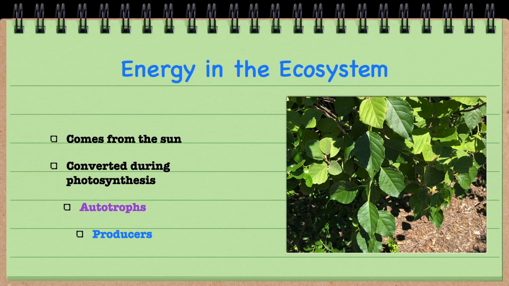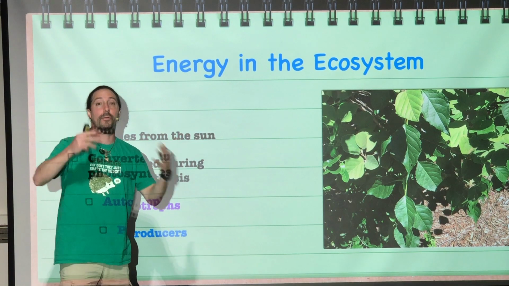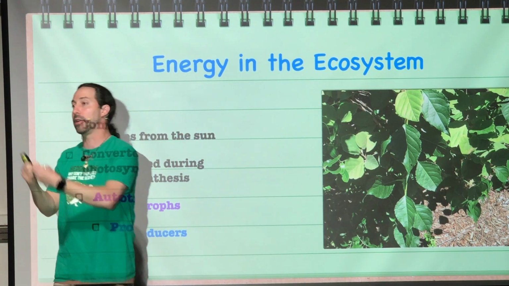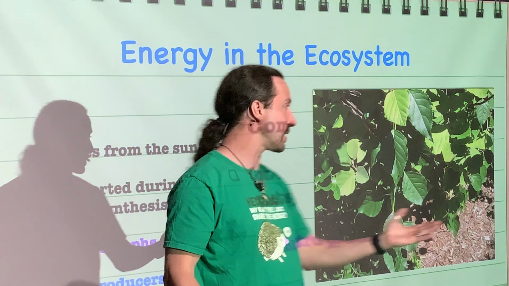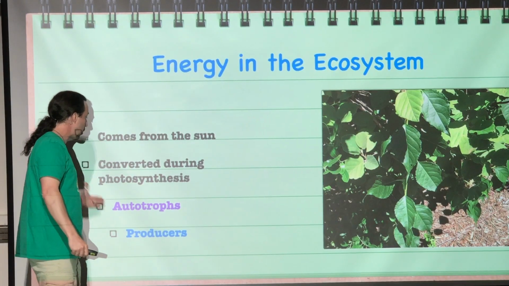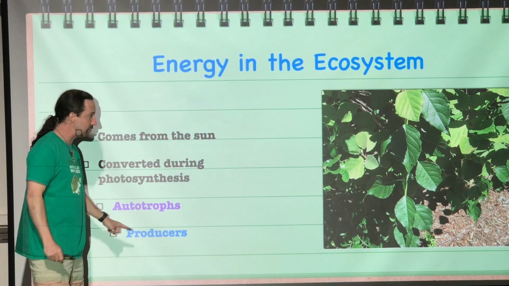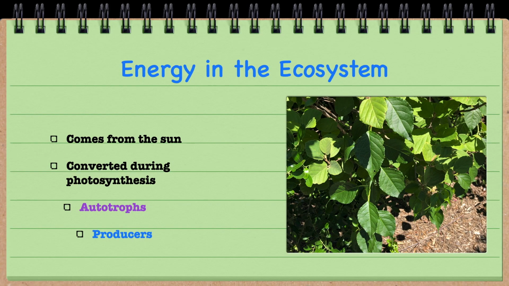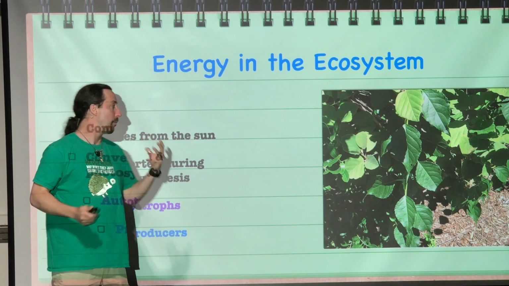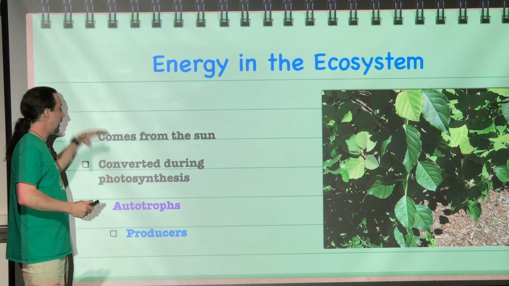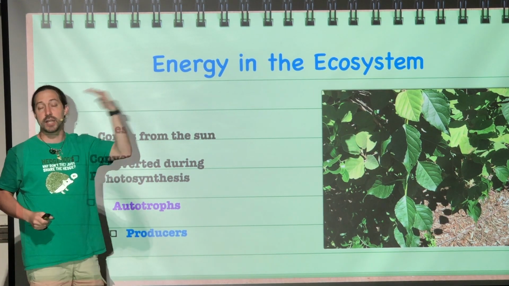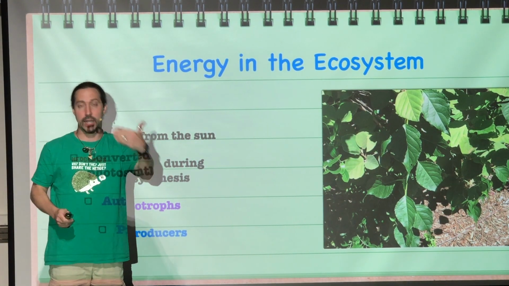So let's get started. Energy is going to come from the sun, and it's converted from light energy to chemical energy in the process of photosynthesis, which takes place in our autotrophs, which are also going to be referred to as our producers. Plants then have two different ways that we can describe them, as being either autotrophs or as being the producers, both of which mean the exact same thing, that they convert sunlight into chemical energy.